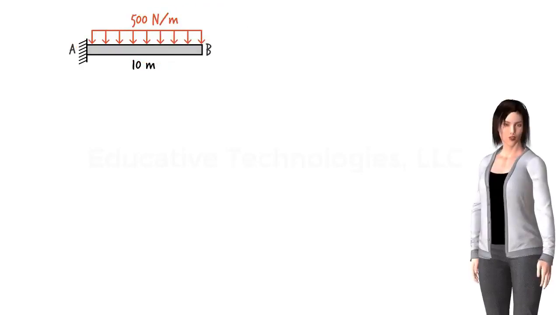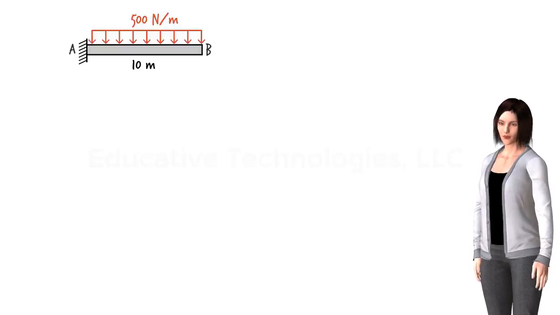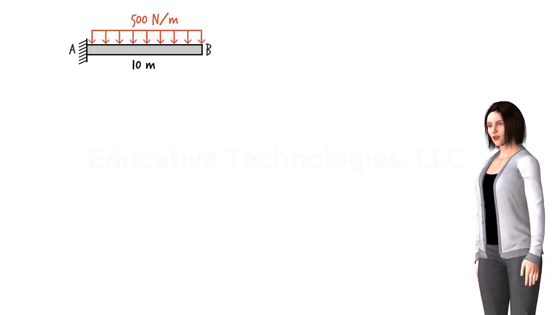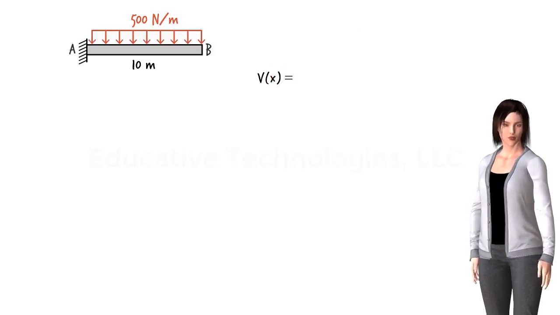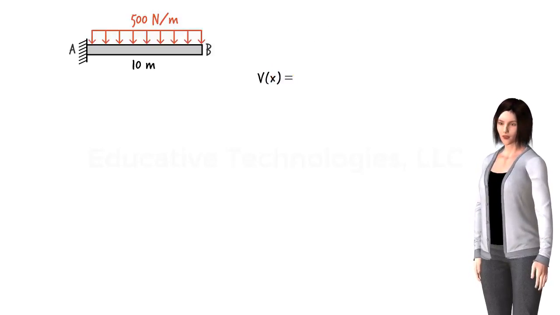Let's consider a more interesting problem. Suppose we have a cantilever beam subjected to a uniformly distributed load. Here we wish to come up with a couple of algebraic equations for calculating shear and moment at any point in the beam. That is, I want to write an equation in the form of V of x, where x is the position of an arbitrary point in the beam.